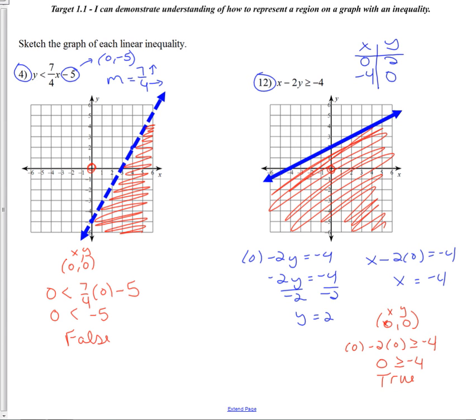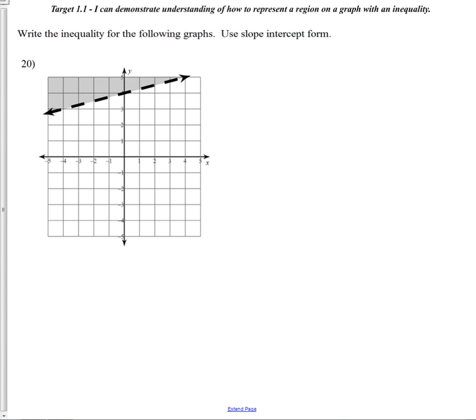Okay, again, with the graphing inequalities, if you don't understand one or the other, go back, look at it again, and apply that to the new problems that you see in your packet. Let's move on. We're going to go to number 20. The directions for number 20 and the group of problems like it say: write the inequality for the following graphs. And we're going to use slope-intercept form because it seems to be the easiest to use, because we can pick out the slope right from the graph and the y-intercept right from the graph. So the y-intercept is easy.